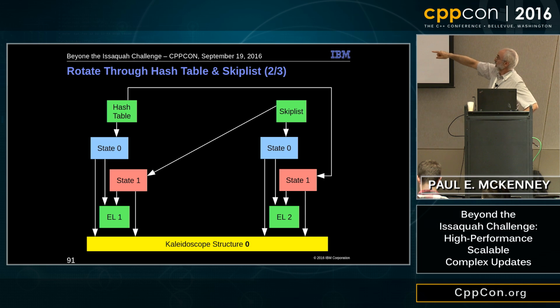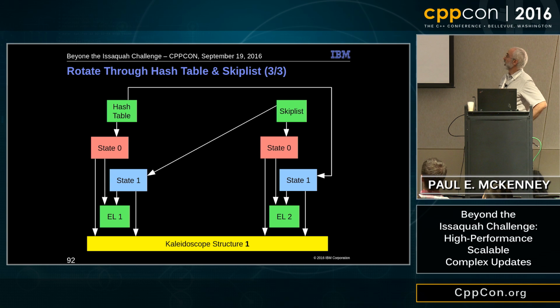So currently we don't have element 1 in the skip list because that's state 1, which doesn't exist because the current state is 0. But we store a 1 in there, and suddenly they flip places, and now the hash table contains element 2, and the skip list contains element 1. And we could flip it again, and we could flip it again, and go back and forth.